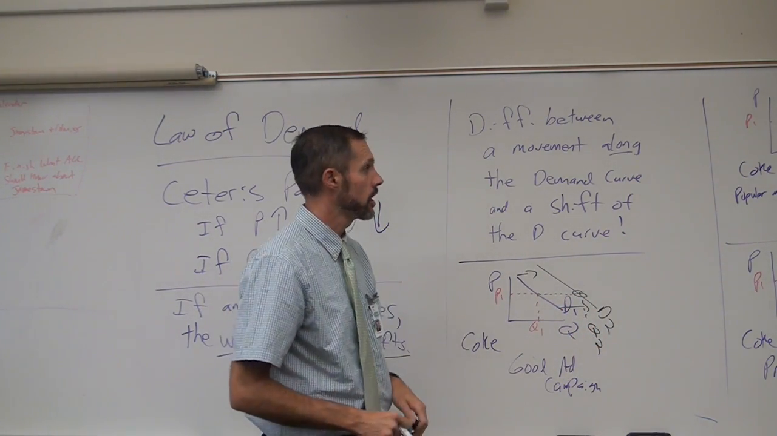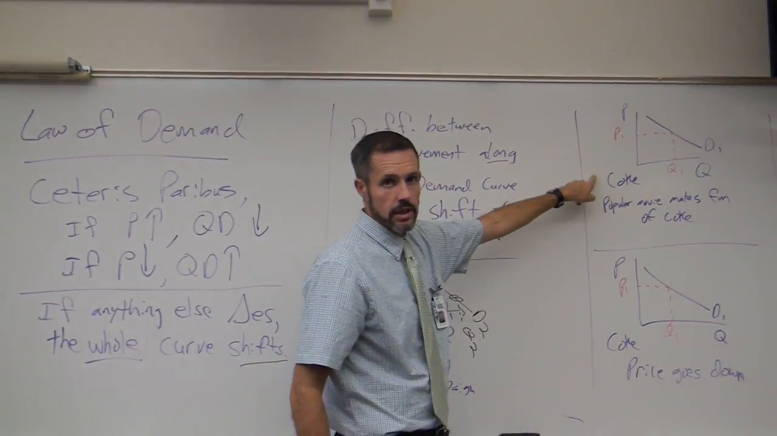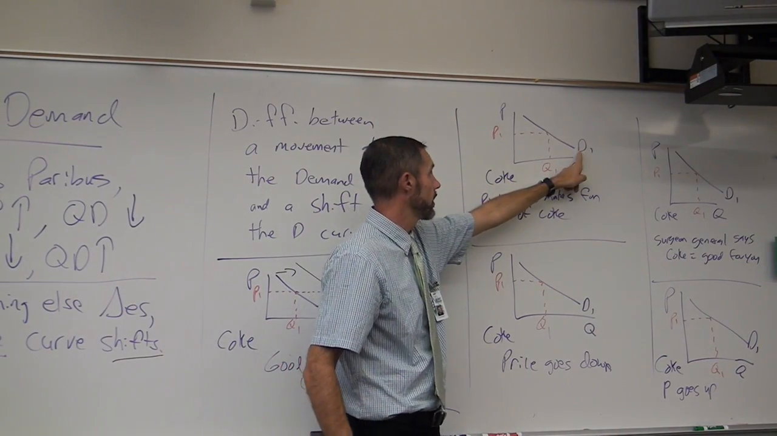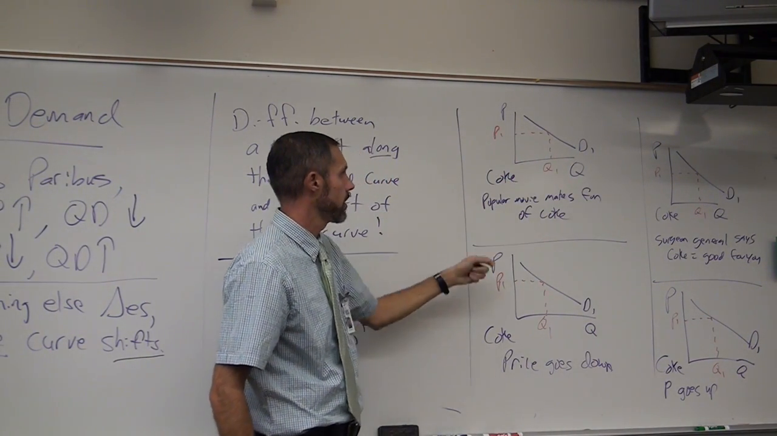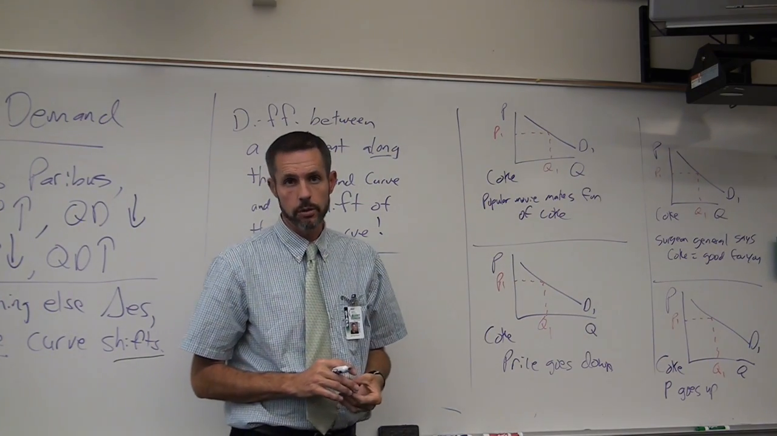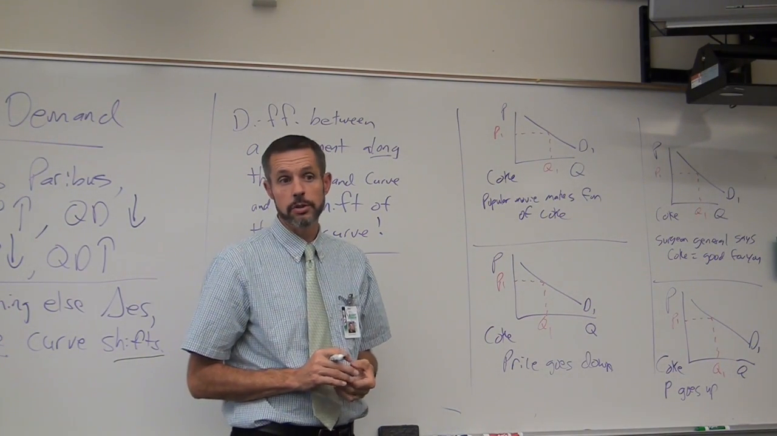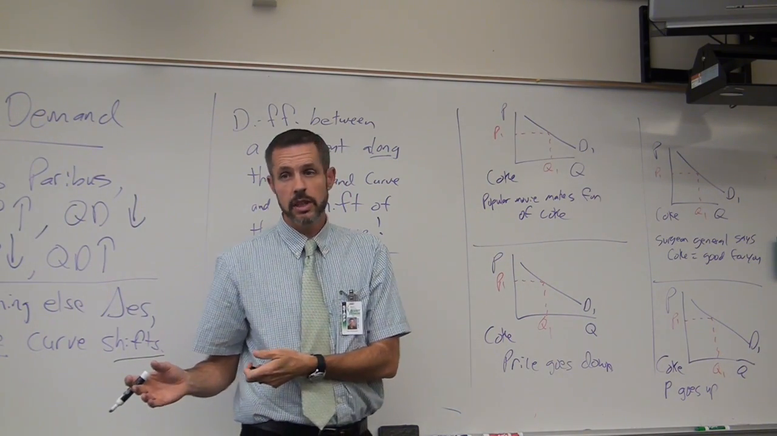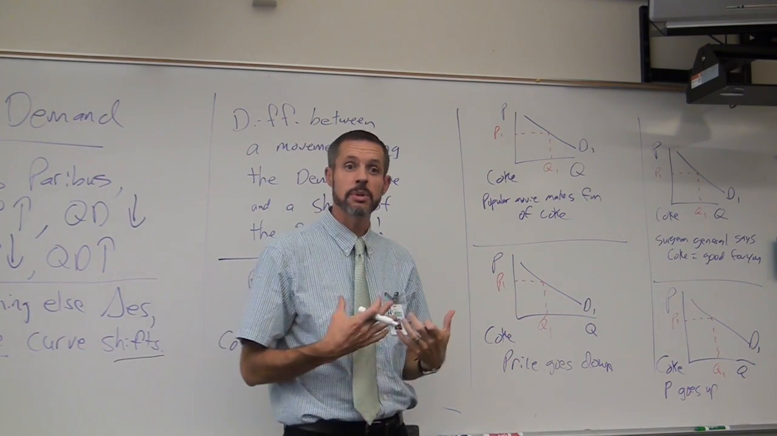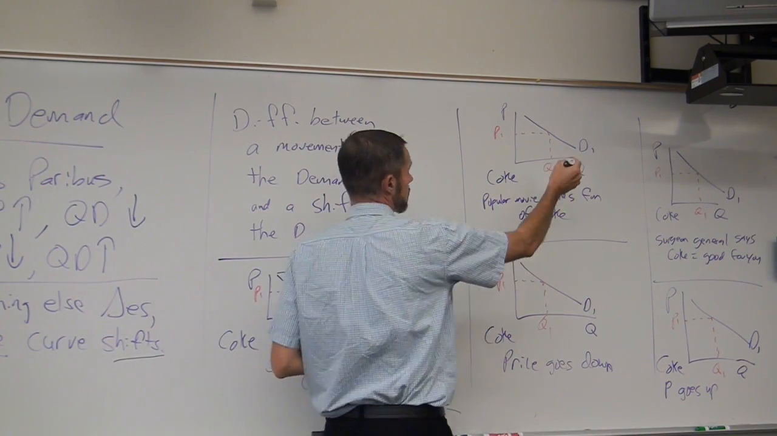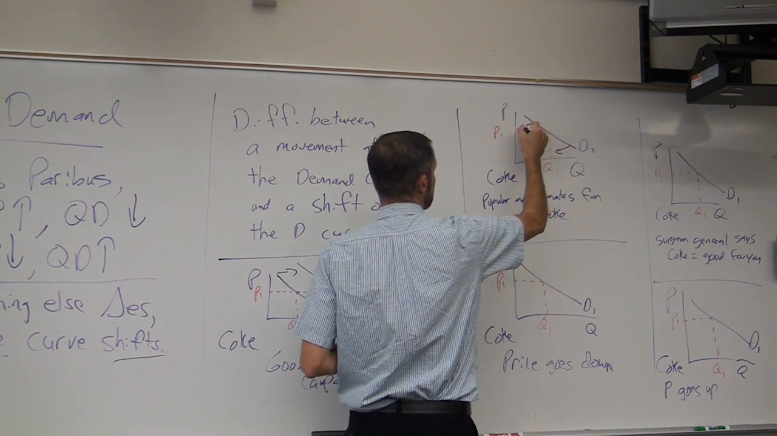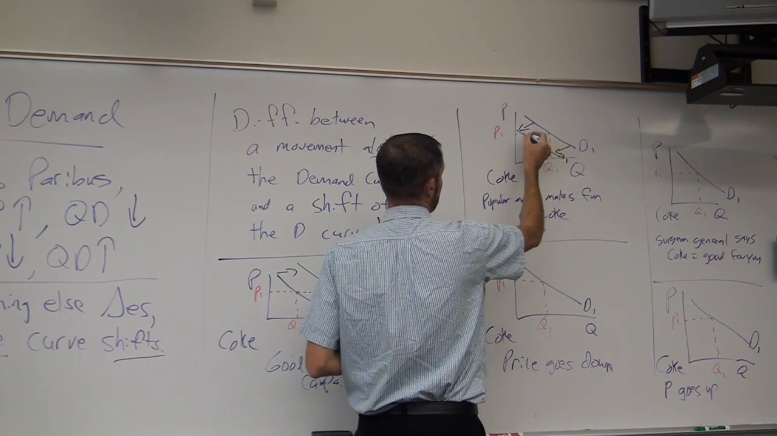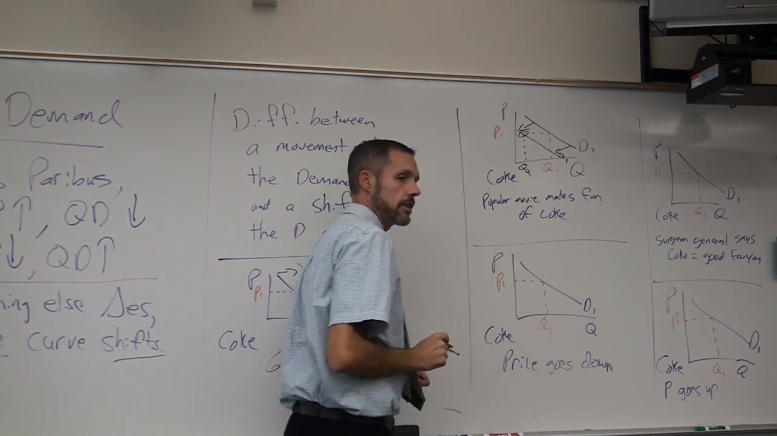Demand shifts. Coke right here, same type of demand curve. Price is high, quantity demanded low. Price is low, quantity demanded high. This is our initial price, this is our initial quantity. A popular movie makes fun of Coke. And in class I'll give at least one or two examples of how movies shape things. But a popular movie makes fun of Coke, nothing to do with price. And that means the whole curve is going to shift. It's going to mean people in general are not going to want Coke as much as they wanted before. The whole curve shifts, in this case we say to the left or inward. The new demand curve, D2, same price, drastically lower quantity demanded.